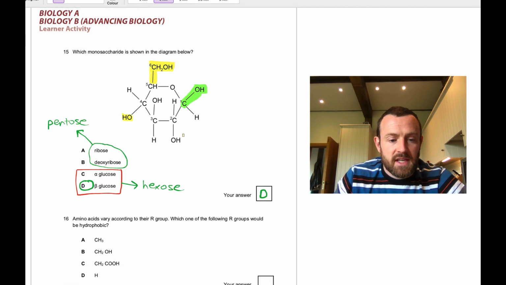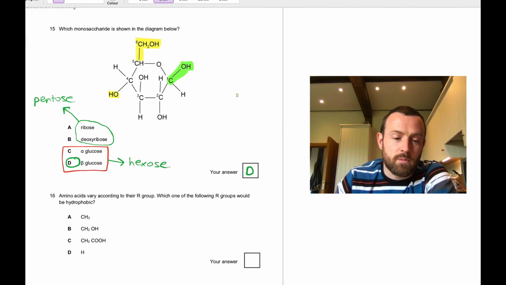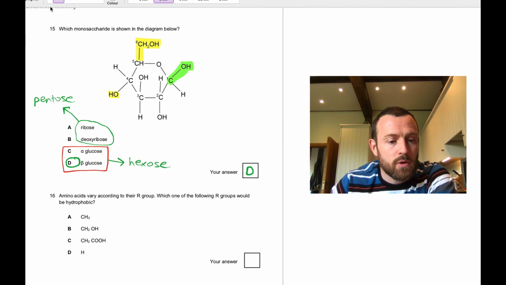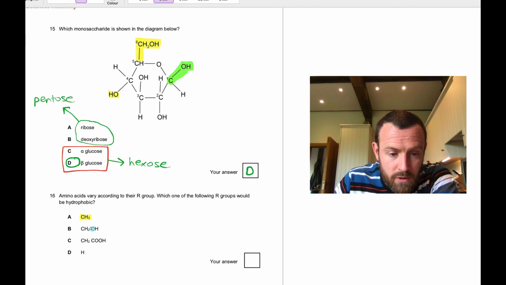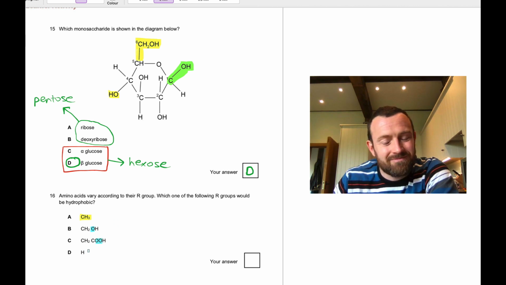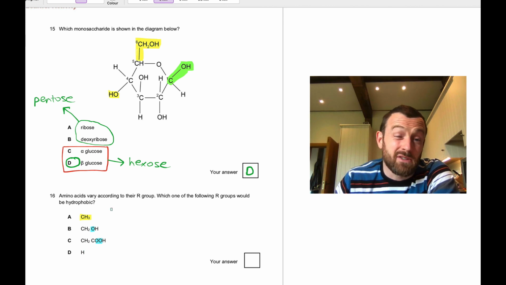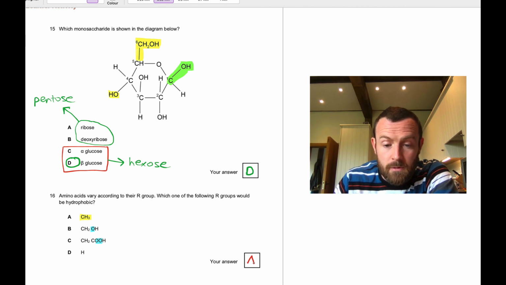Okay, 16. Amino acids vary according to their R groups. Which one of the following R groups would be hydrophobic? This is getting quite chemical, the knowledge here, so let's look at each one. This one would be pretty hydrophobic. That one not so much. This would be hydrophilic. If there's a polar group, it's going to be hydrophilic. So that oxygen makes it hydrophilic, and these 2 oxygens here make it hydrophilic. And H is not really hydrophilic or hydrophobic, it's just kind of in the middle. So the answer is the first one. The answer is A. It's the most hydrophobic group.